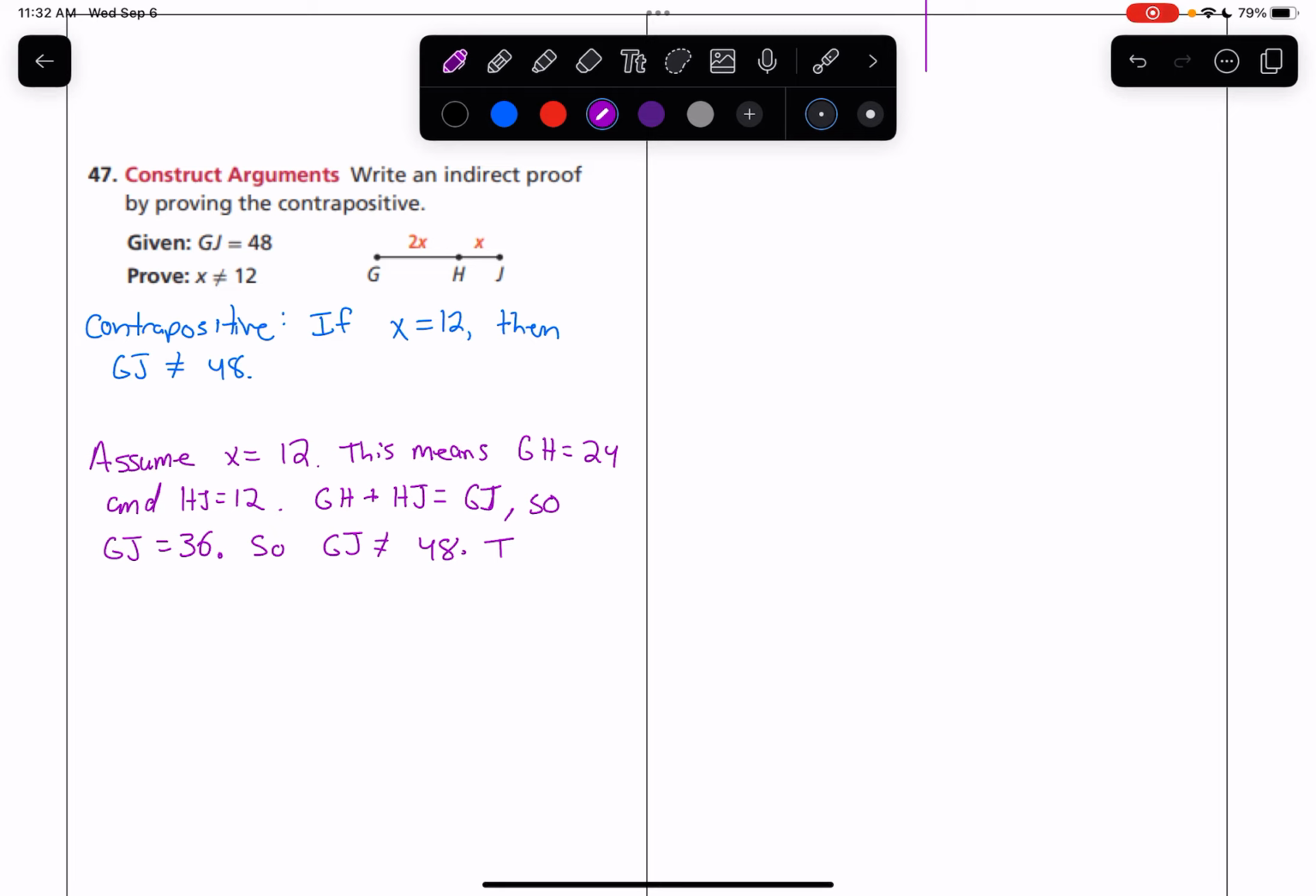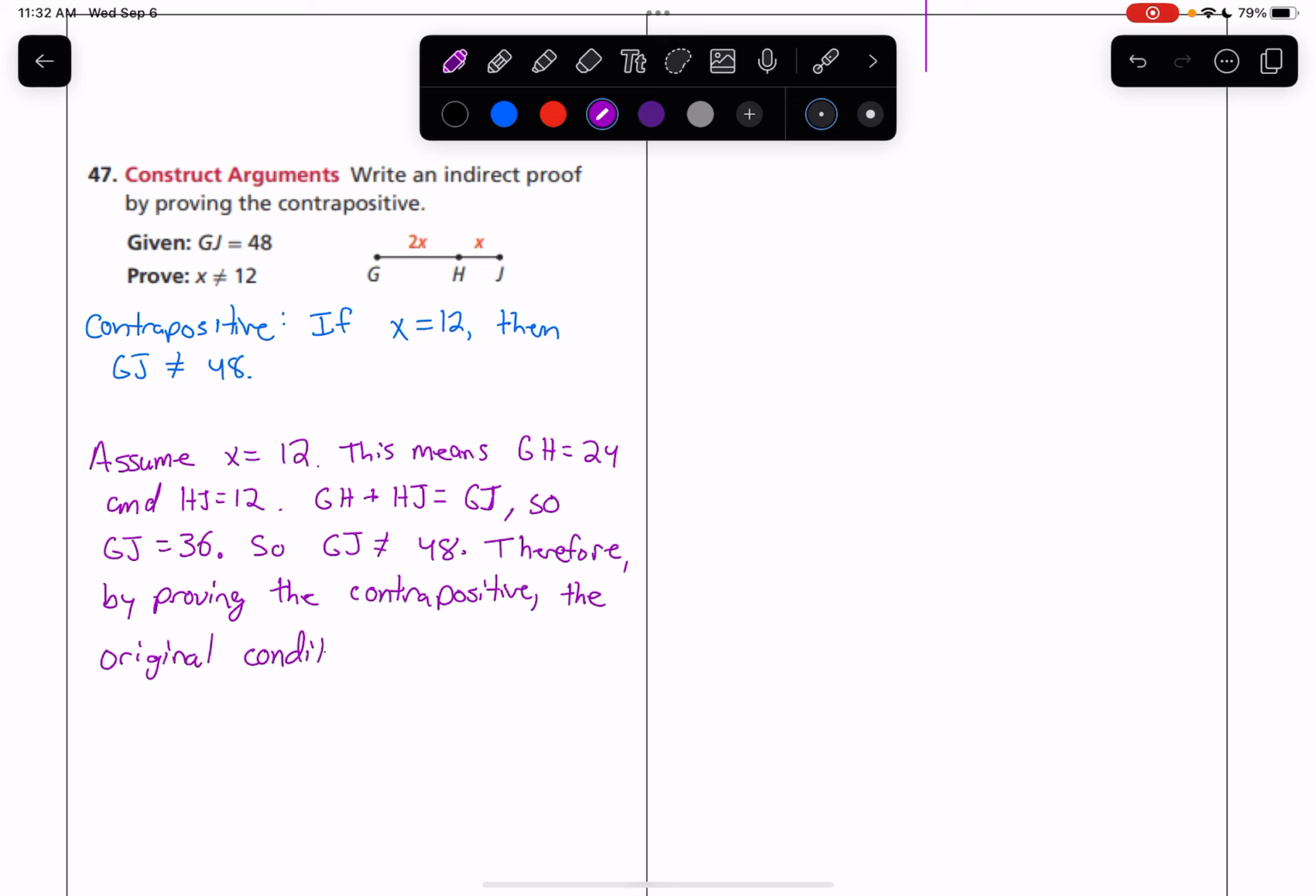So since I've proven the contrapositive, by proving the contrapositive, the original conditional must be true. Now that I've shown that the contrapositive is true, I know that the original conditional is also true. Whew, that was a long one.